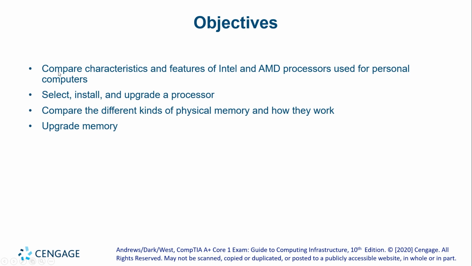The objectives for this module: compare characteristics and features of Intel and AMD processors used for personal computers, select, install, and upgrade a processor, compare the different kinds of physical memory and how they work, and then upgrade a memory.